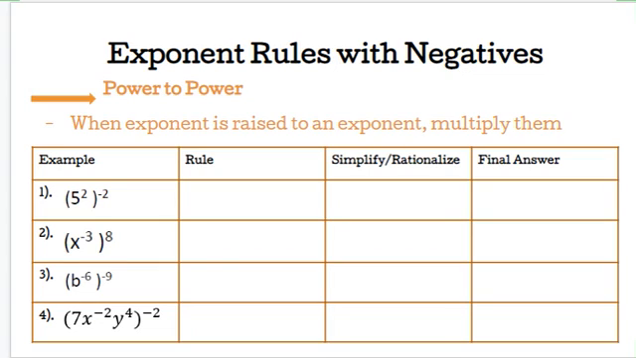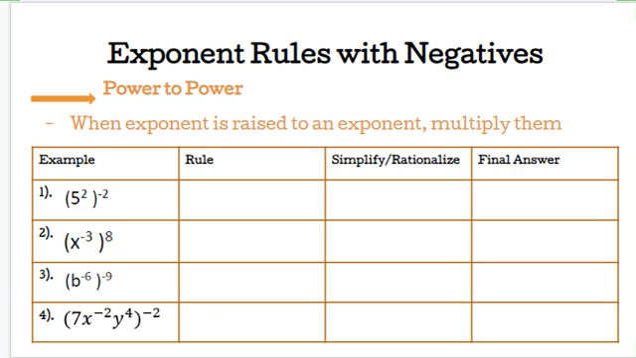All right, here's our third rule. It's our power to a power rule with negatives. So let's first refresh our memory. When an exponent is raised to another exponent, you keep the base and you multiply the exponents. So let's do a couple of these together.